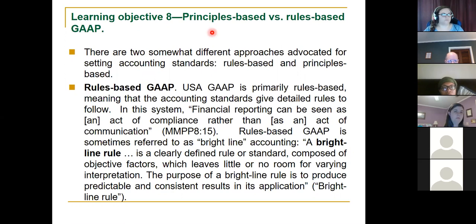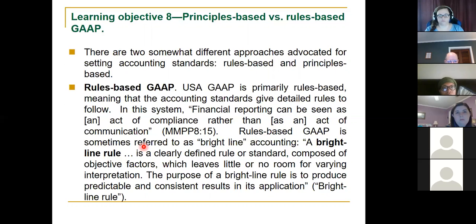Okay, so there is an ongoing debate in accounting between principles-based and rules-based GAAP. There are two somewhat different approaches advocated for setting accounting standards. Let's start with rules-based GAAP. USA GAAP traditionally has been primarily rules-based, meaning that the accounting standards give detailed rules to follow. In this system, financial reporting can be seen as an act of compliance rather than as an act of communication.